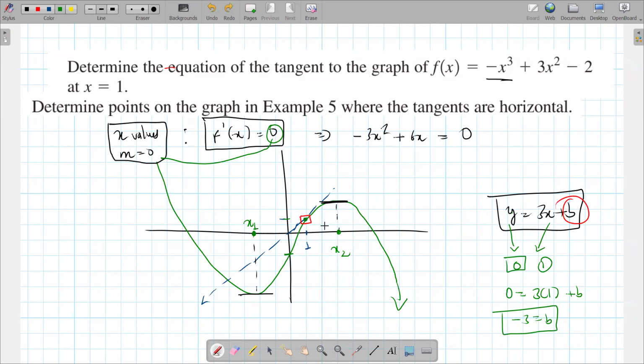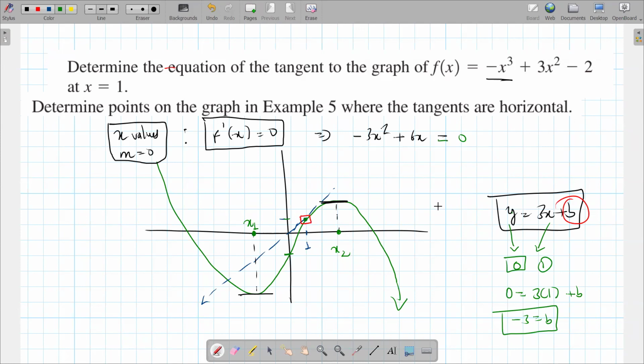How do we solve this quadratic for x? This is our equation right now: -3x squared plus 6x equals 0. How do you solve this for x? It's a quadratic. Remember how to solve quadratics? You'd use the quadratic formula for a quadratic trinomial. This is not a trinomial, so the formula wouldn't apply to this.